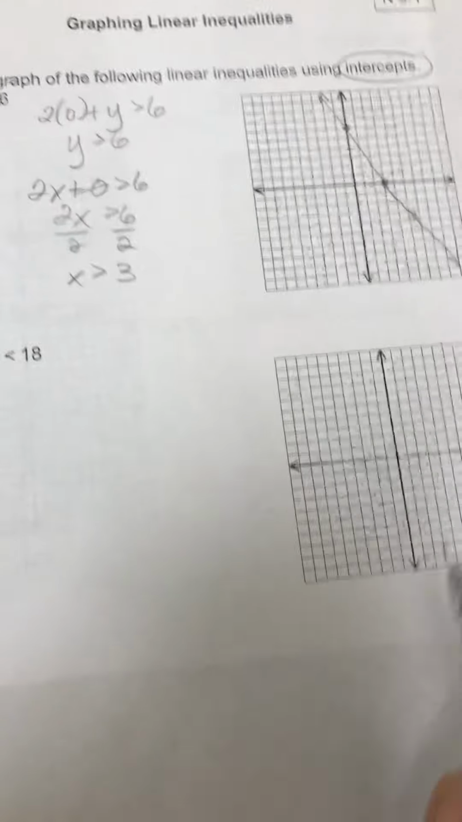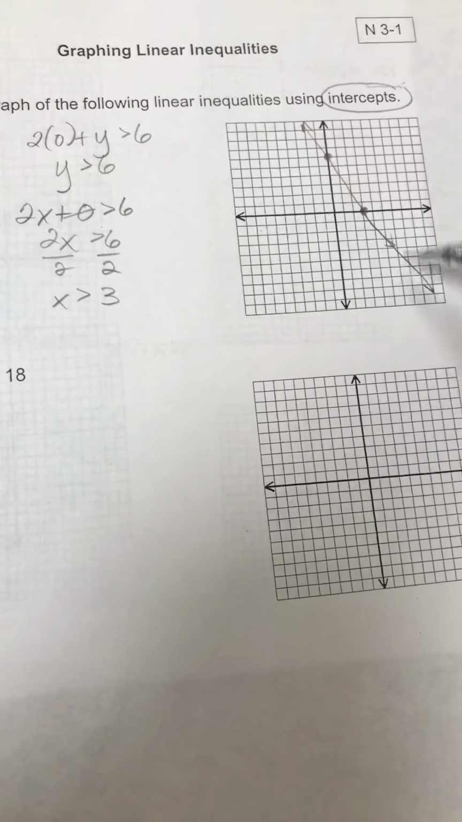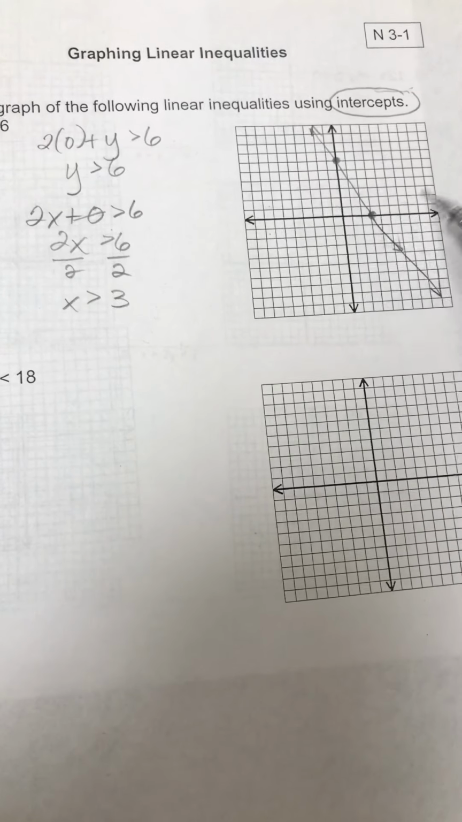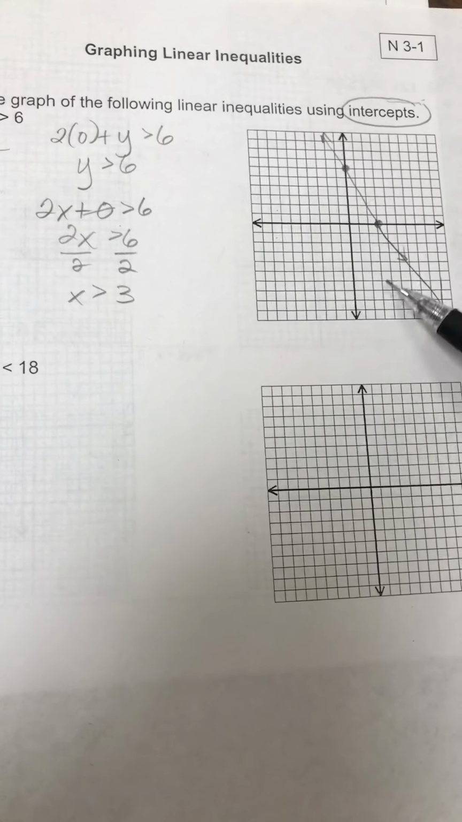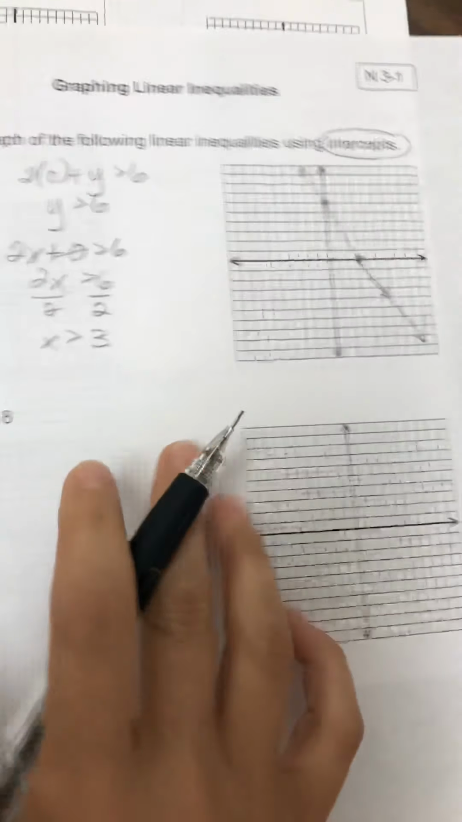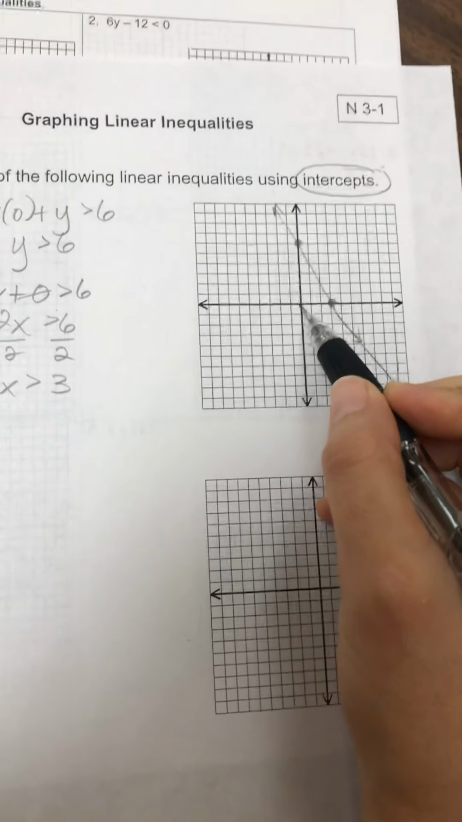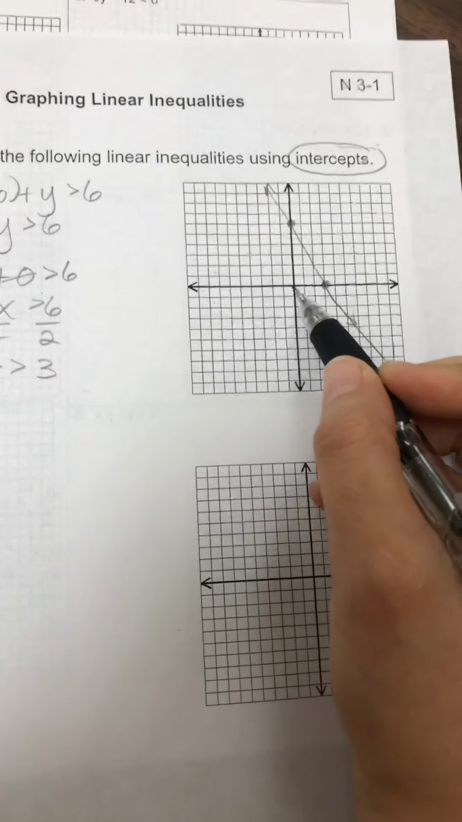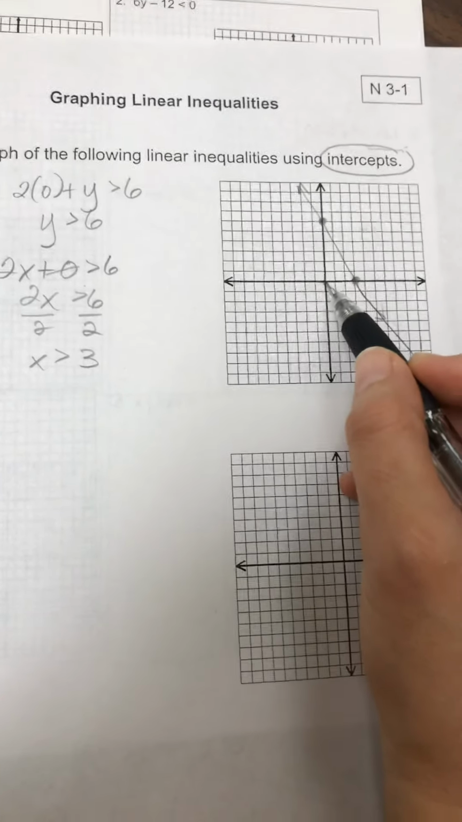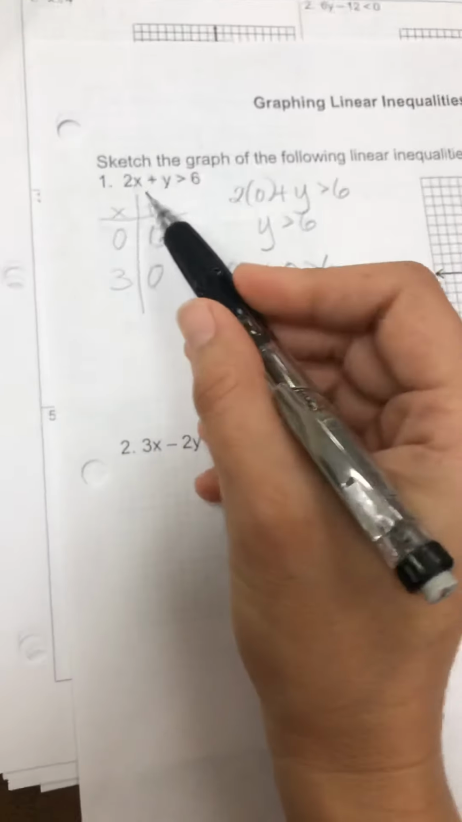Okay, now since this is an inequality, it's not just the line. It's going to be either greater than or less than. The best way to figure that out is to test a point. The test point that we're going to use in these examples is (0, 0), because it's the easiest to solve for. So we're going to test it in this inequality.